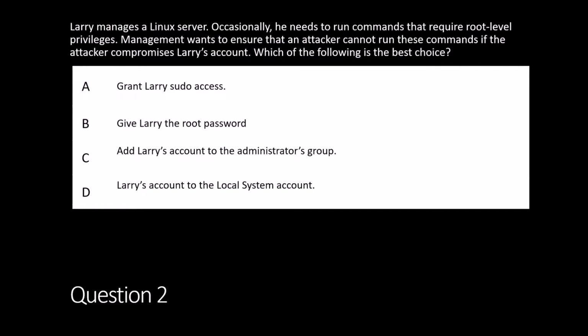Grant Larry the sudo access. That's basically giving him all the access that he wants. And if an attacker can get hold of his account, it's doomsday. So you wouldn't want that as an answer. Give Larry the root password. This is a potential answer, but we'll get back to why it may or may not be the answer. Add Larry's account to the administrator group. In Linux, as you know, there is no administrator group that exists. So this also wouldn't be the answer.